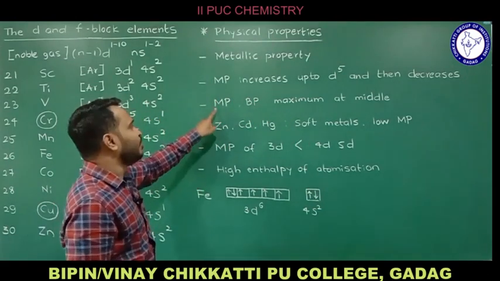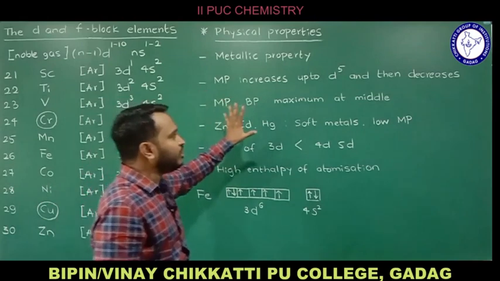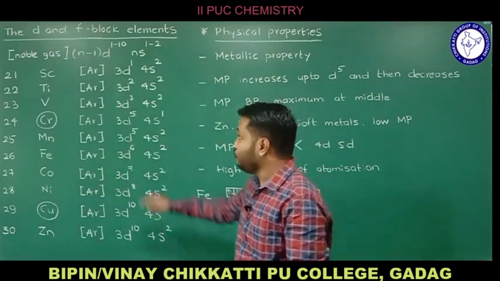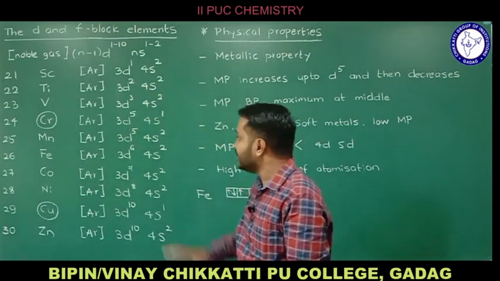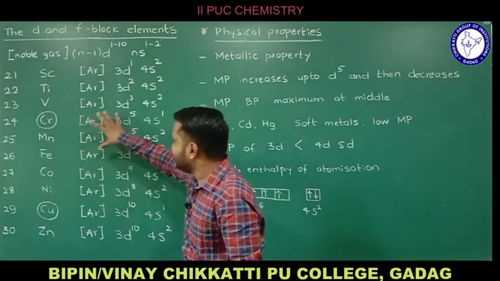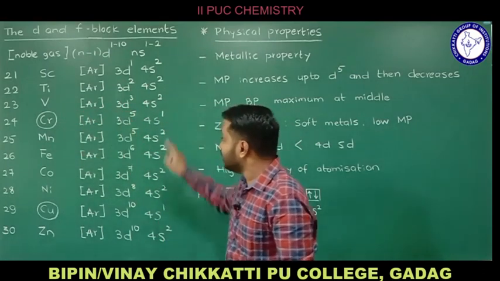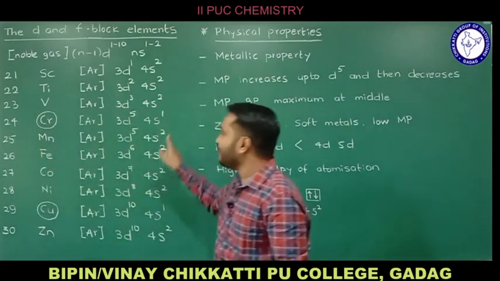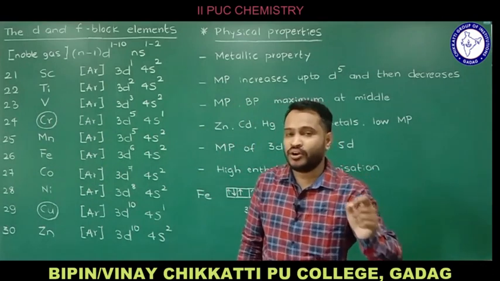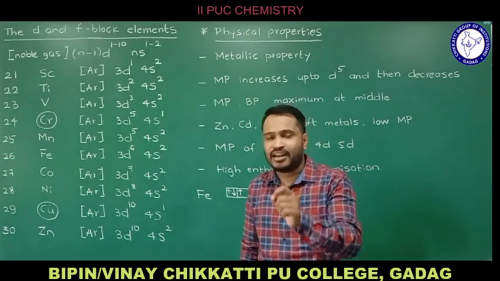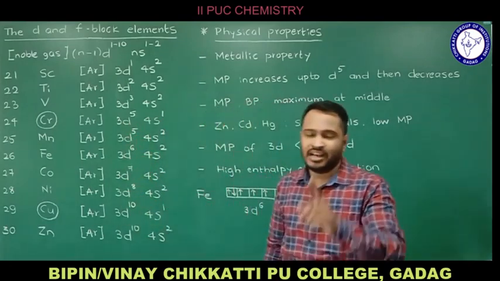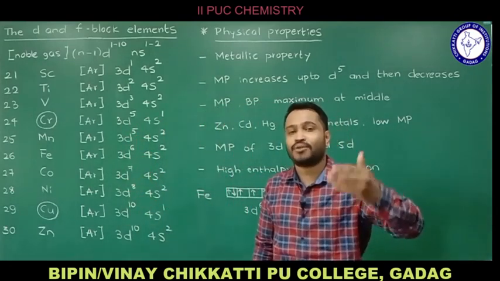The next keyword I have written: melting point and boiling point are maximum at the middle of the 3d series. So what I'm going to say here is, if you consider the elements from scandium to zinc, in the middle are atomic numbers 24 and 25, that is chromium and manganese. The melting point will be higher in the middle of the series. Do you know what is the reason behind that? I told you that melting point depends on metallic bonding. Metallic bonding depends on unpaired electrons. Since in the middle of the 3d series the number of unpaired electrons is high or maximum.